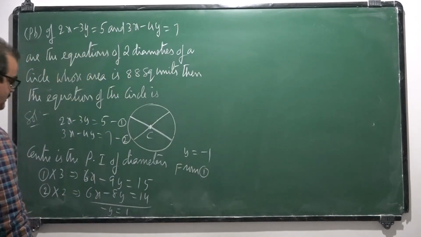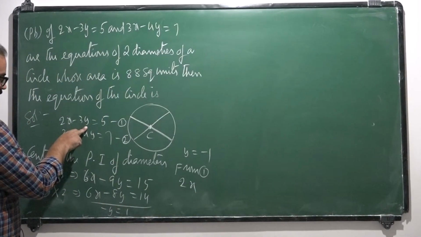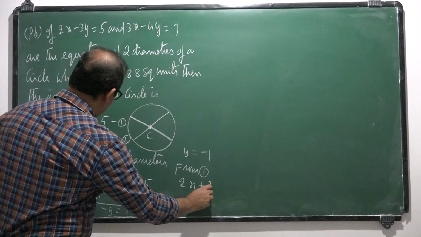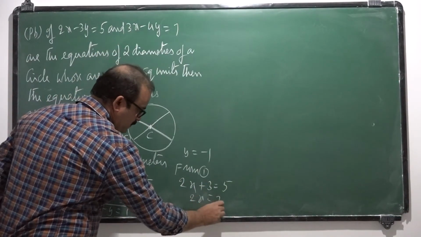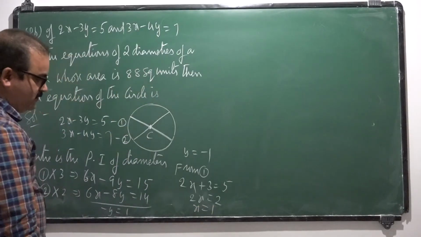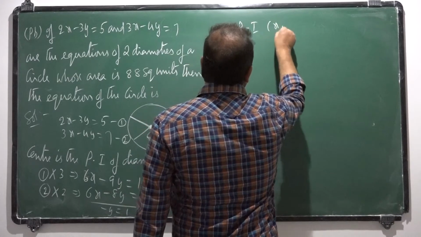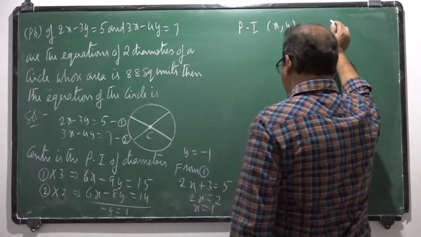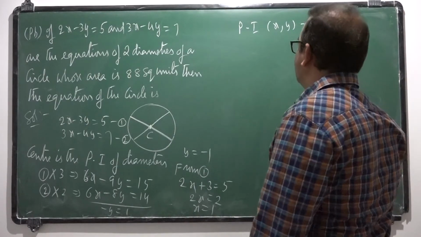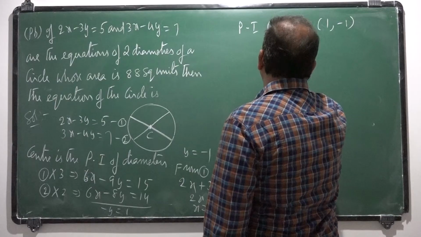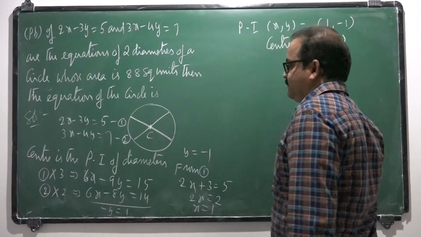From equation 1, 2x, y is minus 1, 2x plus 3 is equal to 5. 2x is equal to 2. So x is equal to 1. Therefore, the point of intersection (x, y) is x value 1, y value minus 1. This point of intersection of diameters is the center, that is 1 comma minus 1.